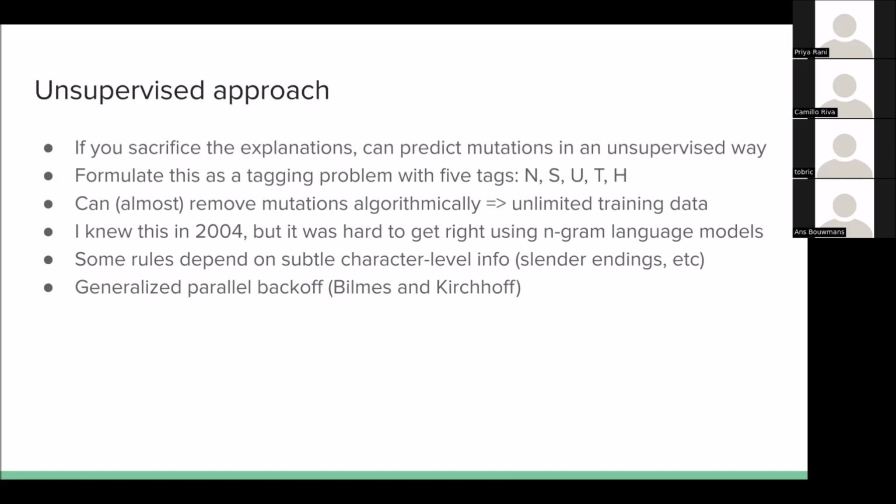There's a technique called parallel backoff or generalized parallel backoff that, again, as everybody moves toward neural network approaches, has kind of fallen out of fashion, maybe just a footnote in NLP now, but you can make some progress. It's a suboptimal approach in the long run.